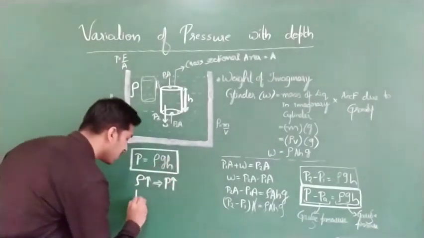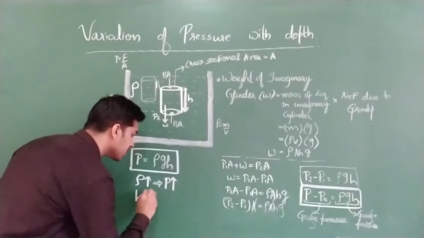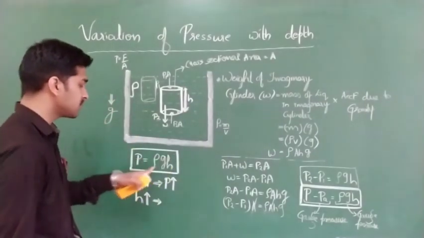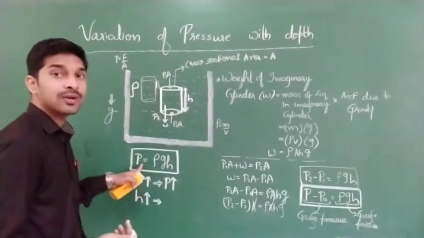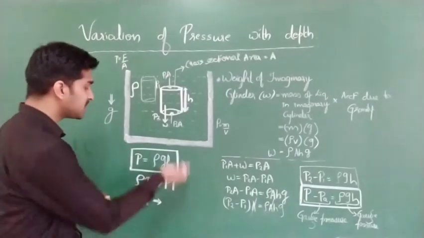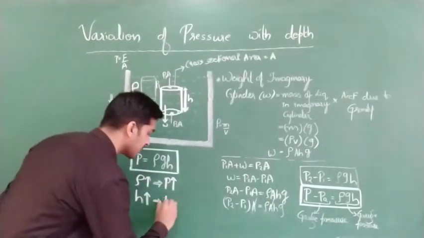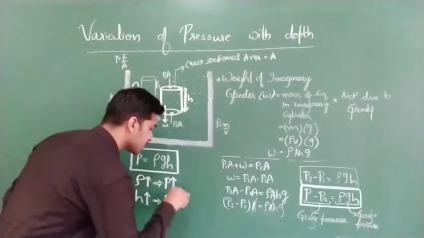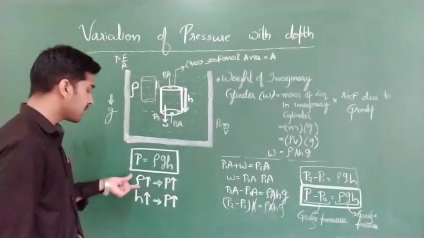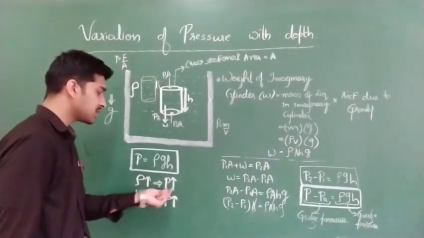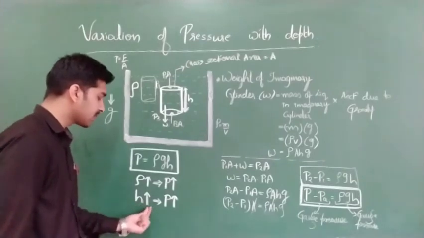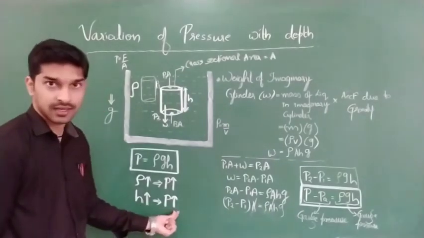If the h value increases, what will happen to P? Come on. If the h value increases, the P value again should increase. Why? Direct relation. P is proportional to h. Clear? Are you all following what I am telling? So density increase means pressure should increase. If height or depth increases, pressure should also increase.